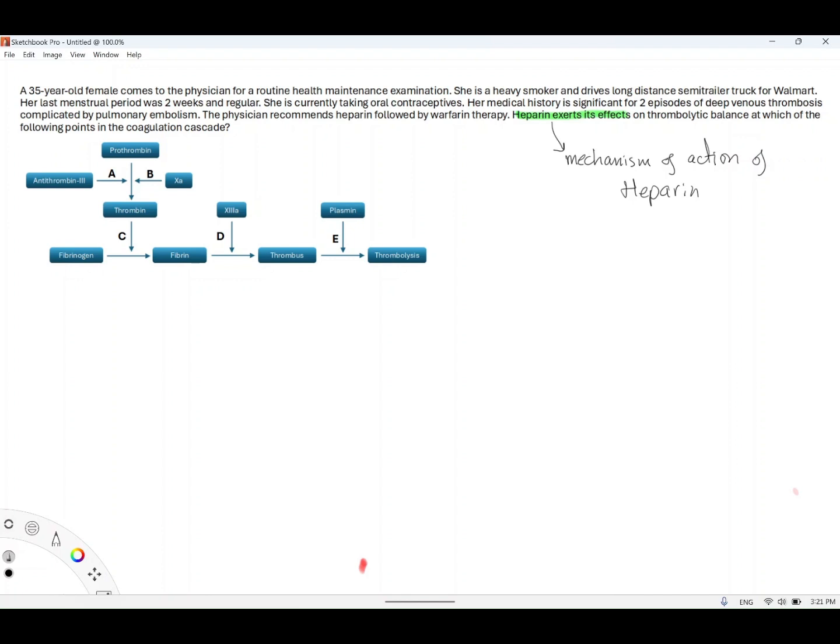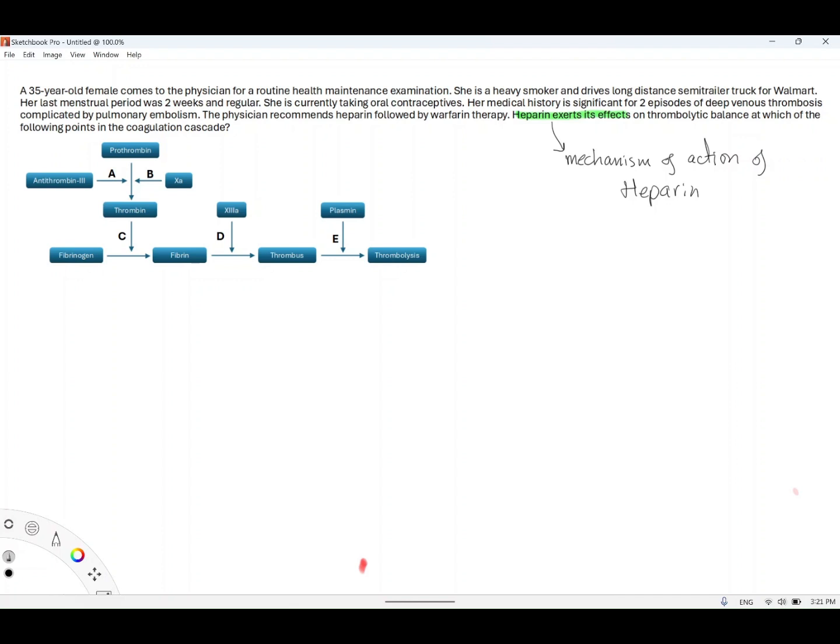But they give you in the question stem, there's a female who's 35 years old. She drives a semi truck for Walmart. She uses oral contraceptive pills. She's a smoker. So all these things, look, long distance driving, smoking, oral contraceptive pills, all these are risk factors for thromboembolism. And she has experienced at least 2 episodes of deep venous thrombosis complicated by pulmonary embolisms. There you go. And at this point, you have no choice but to put her on anticoagulant.